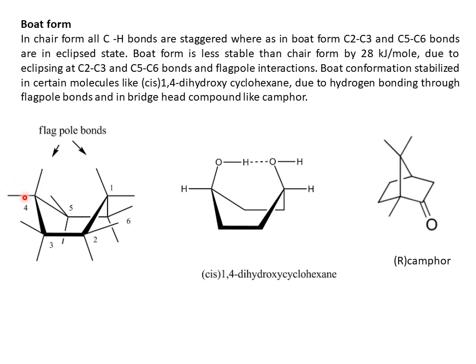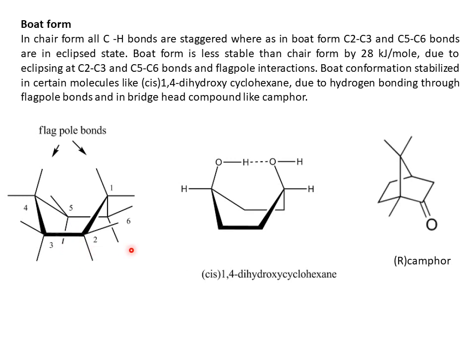The dihedral angle here is 60 degrees. And if you look at the 4,5 bond, this is also staggered. Whereas again, the 5,6 bond is eclipsed. So the 2,3 and 5,6 bonds are eclipsed. Thus, this conformation is less stable than chair conformation by an energy difference of 28 kilojoules per mole. Therefore, chair form is mostly stabilized, whereas boat form is less stabilized.